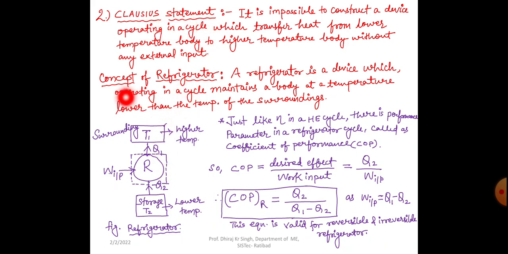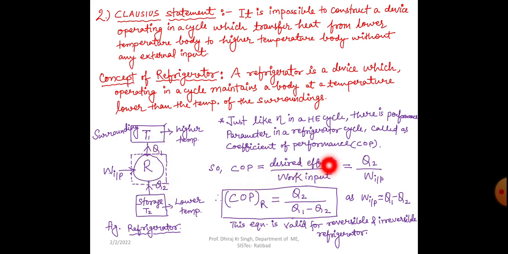So from there we have got the concept of the refrigerator. A refrigerator is a device which, operating in a cycle, maintains a body at a temperature lower than the temperature of the surroundings. We have already seen in earlier slides that COP of a refrigerator is desired effect divided by work input. So what is the desired effect here? The desired effect is Q2. We want to extract heat from the storage, and we want to lower the temperature of the storage. So the desired effect is Q2, and the work input is the difference of heats Q1 and Q2.